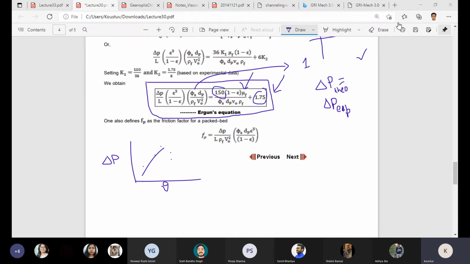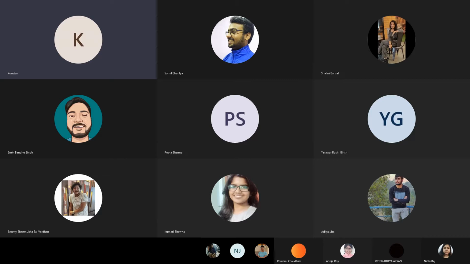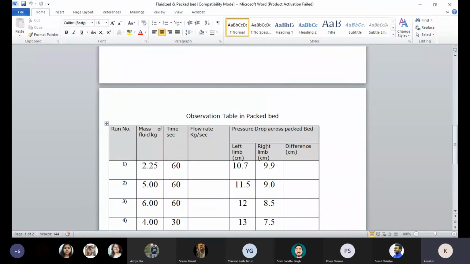Okay, let me. Okay, this is. Okay, so the fluidized bed will come after some time.